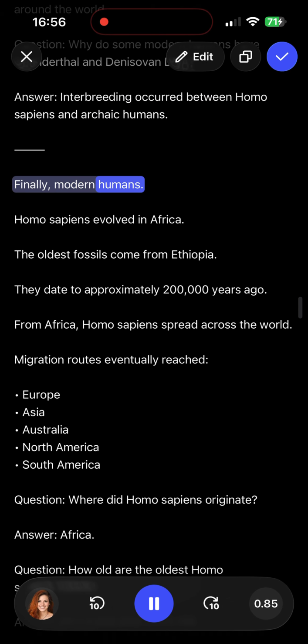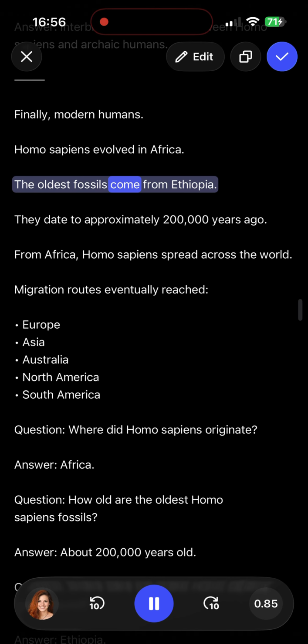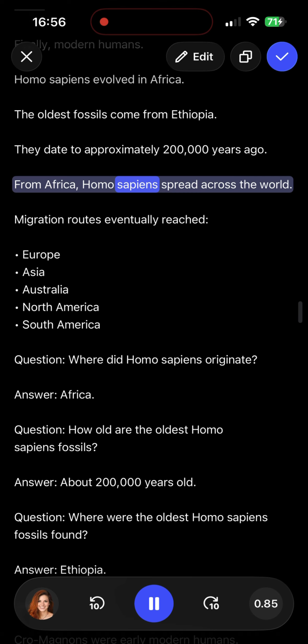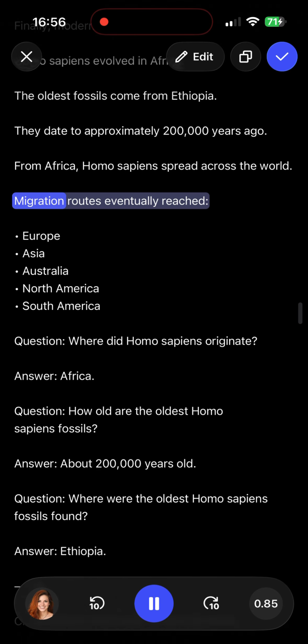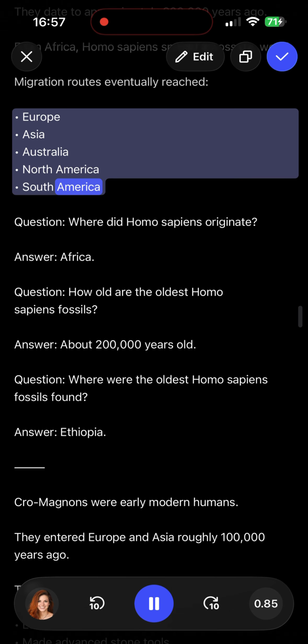Finally, modern humans. Homo sapiens evolved in Africa. The oldest fossils come from Ethiopia. They date to approximately 200,000 years ago. From Africa, Homo sapiens spread across the world. Migration routes eventually reached Europe, Asia, Australia, North America, and South America.